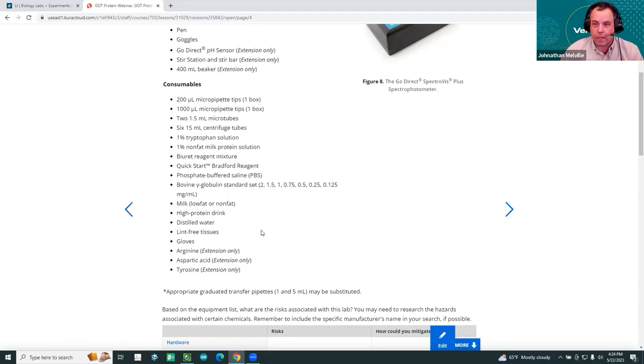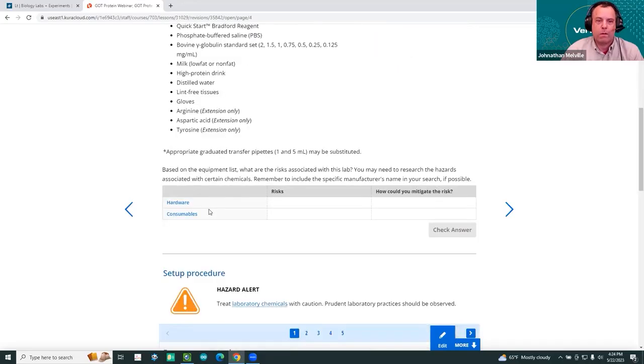And what's really great is almost all of these consumables actually come in the Got Protein kit, except the non-fat milk protein and tryptophan, and then the milk and high protein drink, which I just went and bought at the store for like $2 each. It's incredibly affordable. All right.